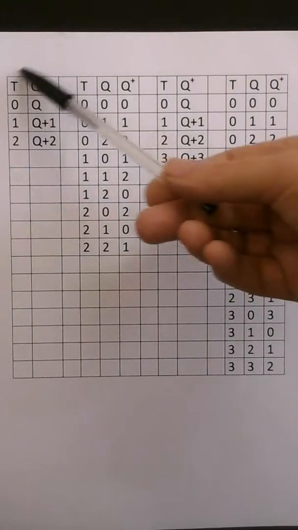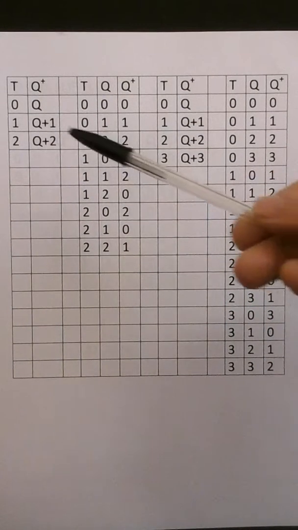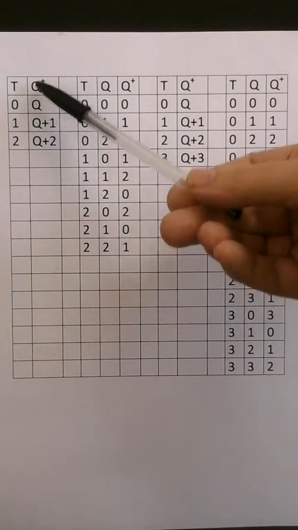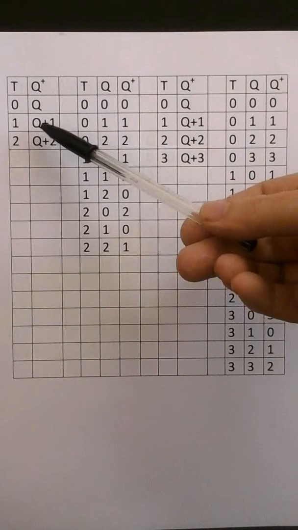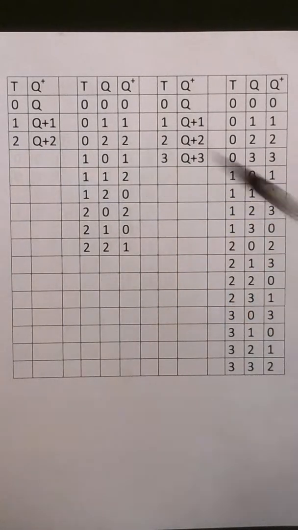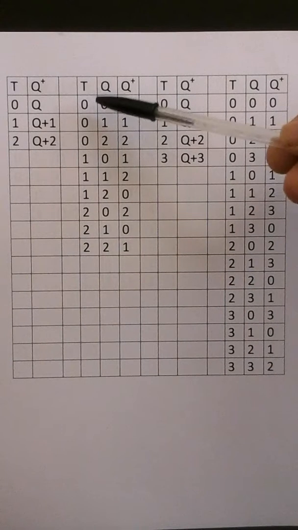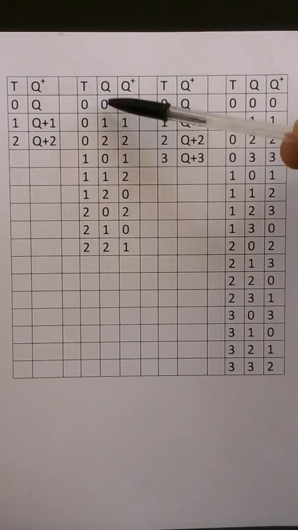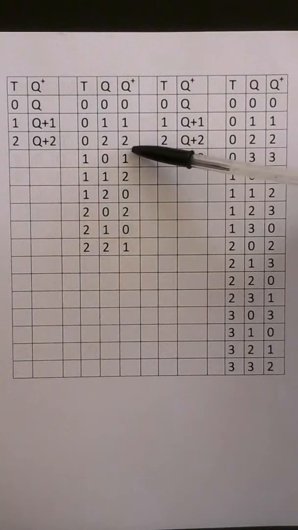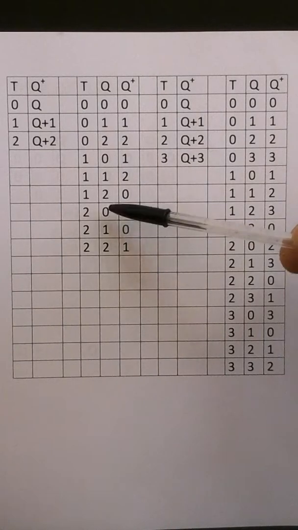Here we have the short form truth table and long form truth table for the ternary system. Here we can see that Q plus equals T plus Q. When T equals 0, Q plus equals Q. When T equals 1, Q plus equals Q plus 1. When T equals 2, Q plus equals Q plus 2. On the long form truth table, when T equals 0, Q plus equals T plus Q, which is there. When T is a 1, Q plus equals Q plus 1. When T equals a 2, Q plus equals Q plus 2.